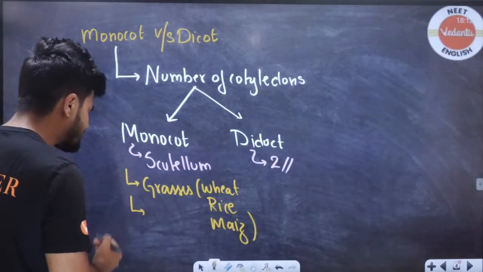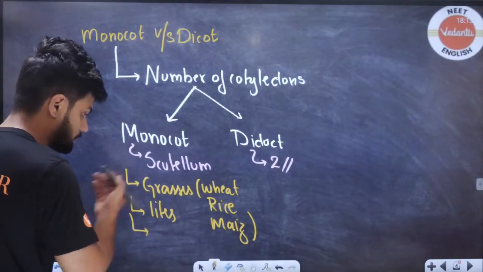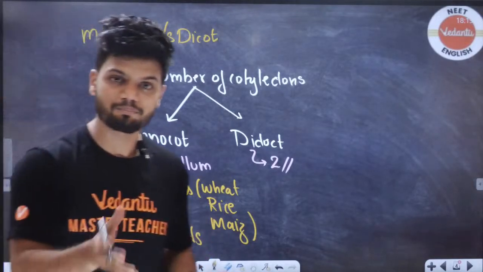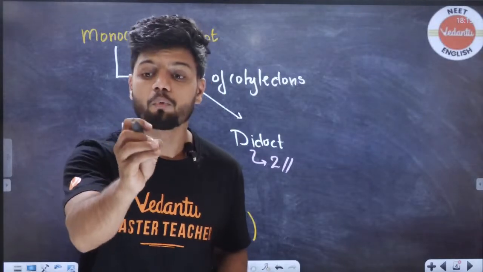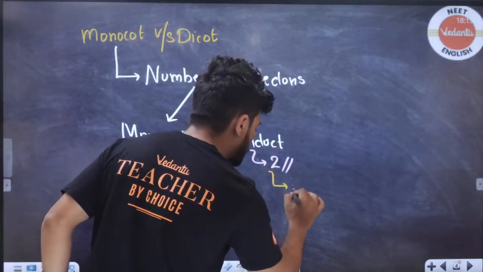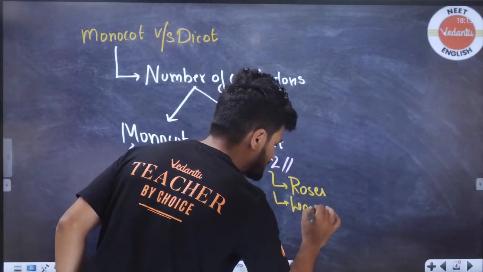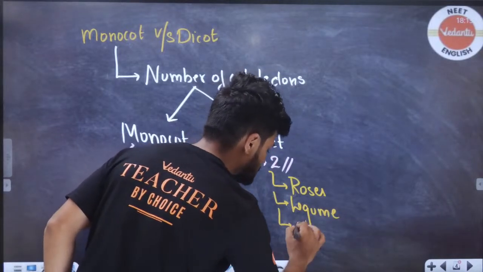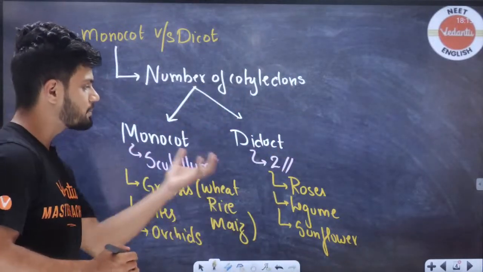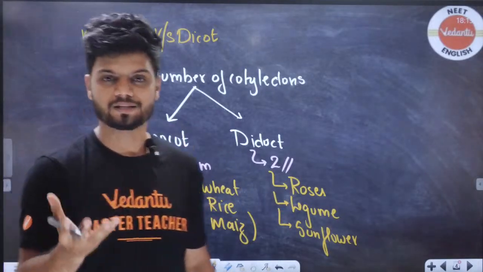Apart from that, one more example they can ask you is lilies, or they can also give you examples of orchids. Sometimes they can also give you banana and onion. Yes, banana and onion are also a type of monocot. But when you come to dicot, they'll always give you the example of roses, Rosaceae members, or it could be legumes, Leguminosae, or sunflower, Helianthus, that is Asteraceae. So you need to know the basic difference between monocot and dicot, and also a few examples based on which the question can be asked.